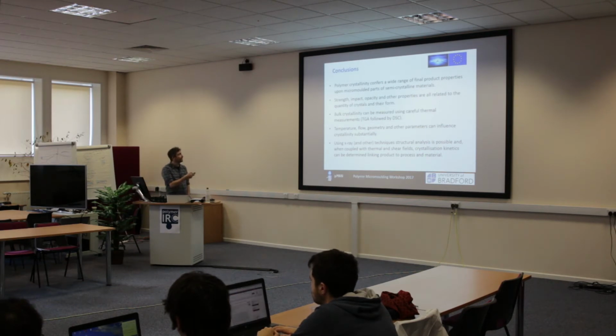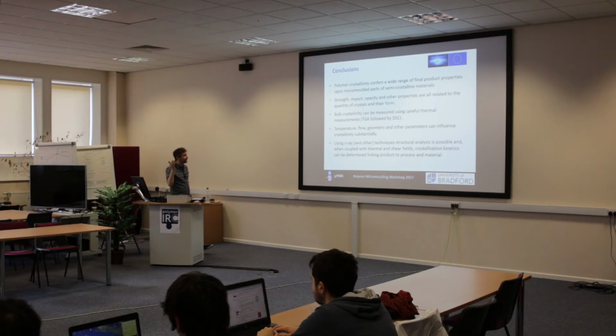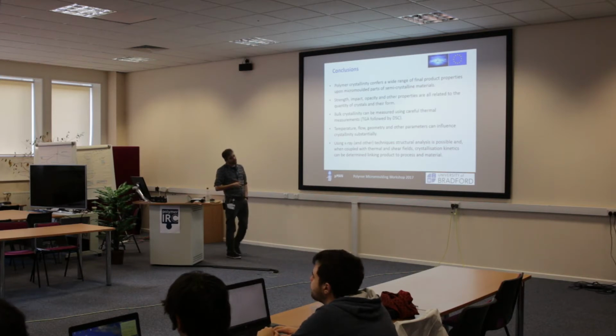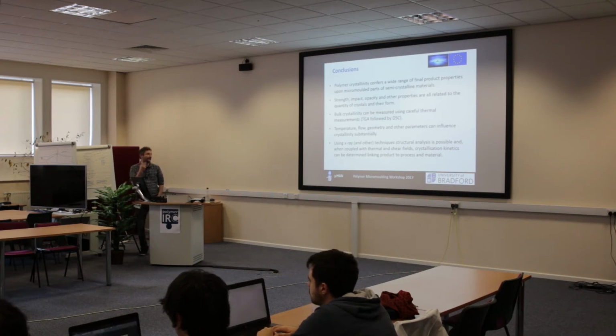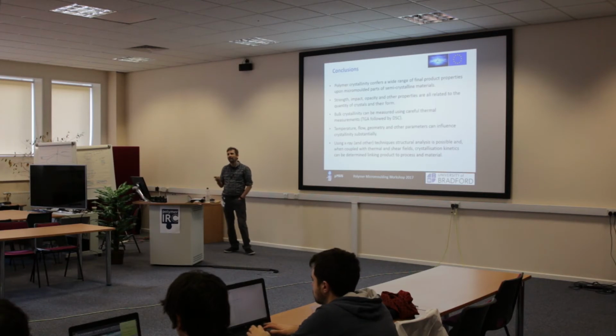Just to conclude. Crystallinity confers a wide range of final product properties, obviously in semi-crystalline and crystalline materials. Strength, impact, opacity, all related to the quantity of crystals and the type of crystals within there. You can get measurements of bulk crystallinity using the thermal techniques you'll go on to look at very soon. All of these things influence the final crystallinity of our material, and using other techniques like X-ray, like neutrons, like a variety of more complex techniques, you can start to determine the crystallization kinetics and thus tune the crystals to be what you want them to be.